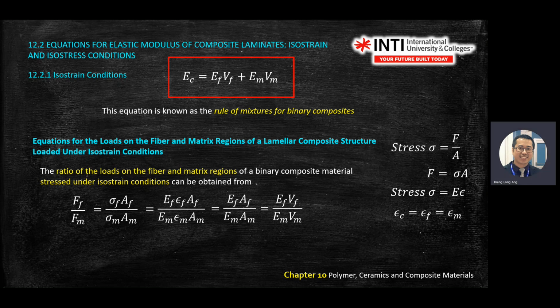So today we continue on the isostrain condition, where the modulus equals E fiber times volume fiber plus modulus Young matrix multiplied by volume matrix. For a composite, it's very easy. You only have two components, A plus B equals C, or fiber plus matrix equals composite. So you calculate how much fiber and how much matrix, then you get the total. Then you derive the equation.